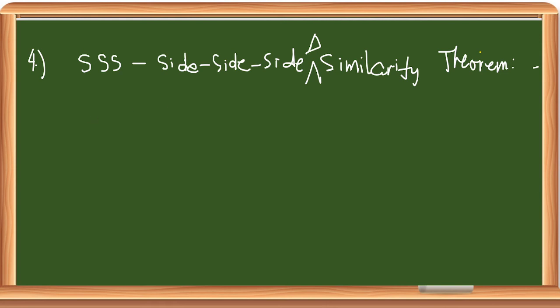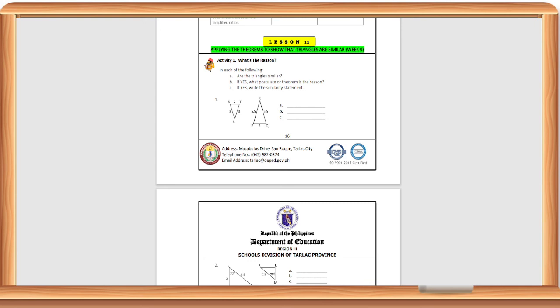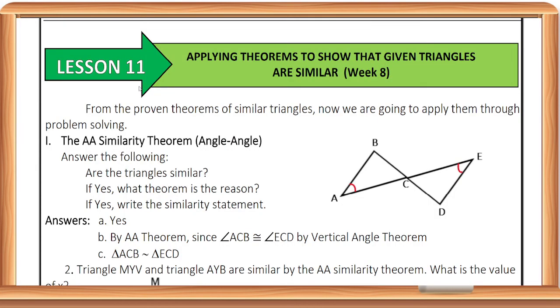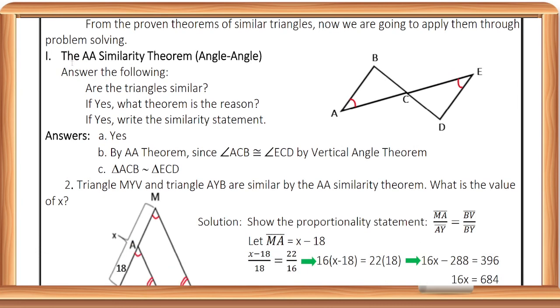Now, if you're going to see the example here, okay? So, we have here, we have AA similarity theorem, okay? In this angle, are they similar? Using the angle? Yes. Nakalagay dito, these two are congruent. What is the other two?